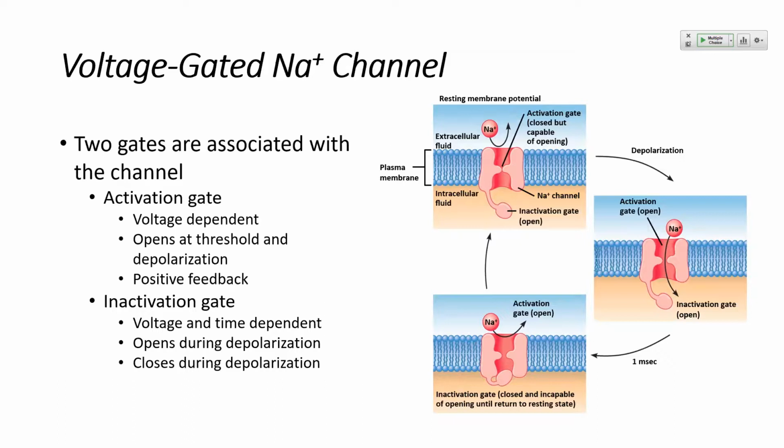The inactivation gate is going to be a little bit more complicated. It has a voltage and a time-dependent feature. So it's going to open during depolarization, but that is also going to be a signal to close after 1 millisecond, also after depolarization. So I'll say that again here. The inactivation gate is going to be voltage and time sensitive. So at negative 55, it's going to open, but there will also be a timed component here, where after 1 millisecond, it will close as well. So there are two signals being sent at negative 55 millivolts to open and then to close after 1 millisecond.